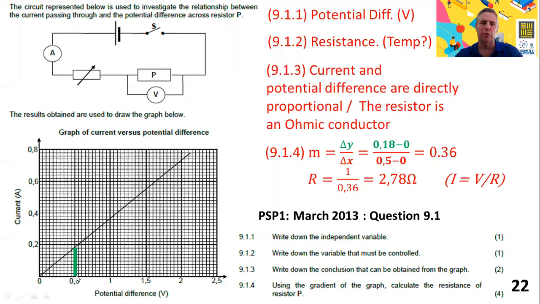And with the voltage, it's very easy because that lies right on the line. And that's why I chose these two points to calculate the gradient. Resistance is 1 over the gradient. And that'll be 1 over 0.36, which is 2.78 ohms. So that should have been 8 easy marks for you.